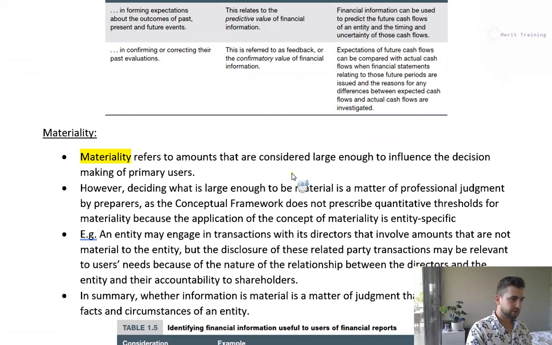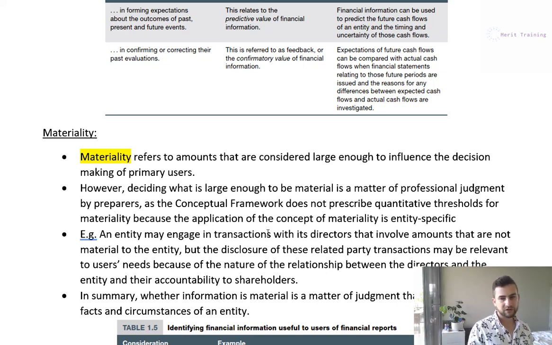Materiality is the next qualitative concept that we're going to be talking about. So materiality is a concept which we'll talk about a lot in the audit subject as well. So this refers to amounts that are considered large enough to influence the decision making of primary users. For example, when we're doing an audit and we see a variance of $1, we're going to say it's not material, not a big deal, move on.